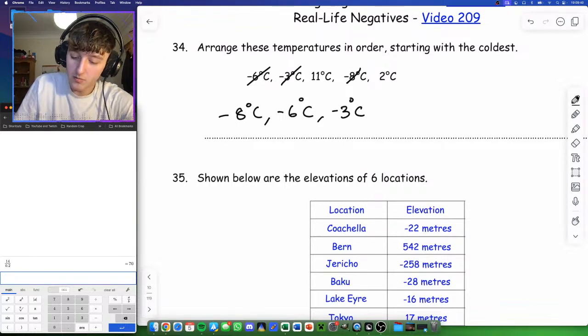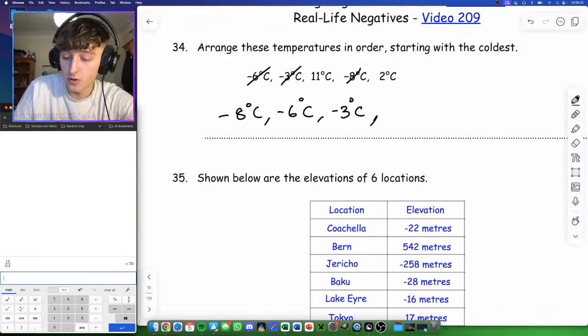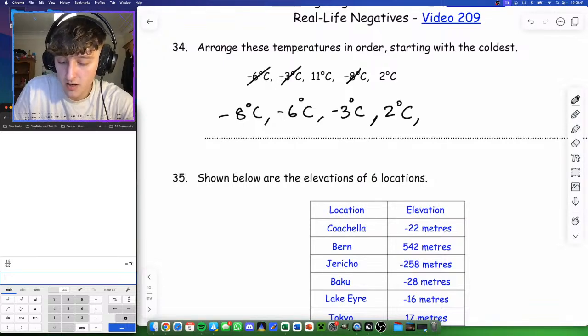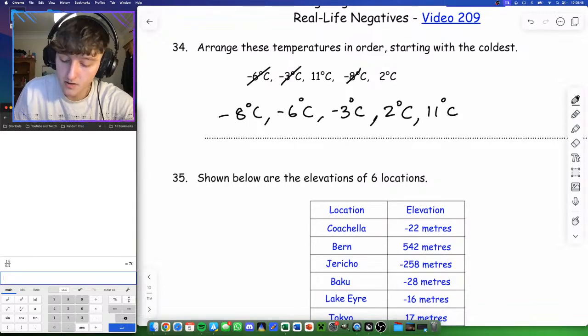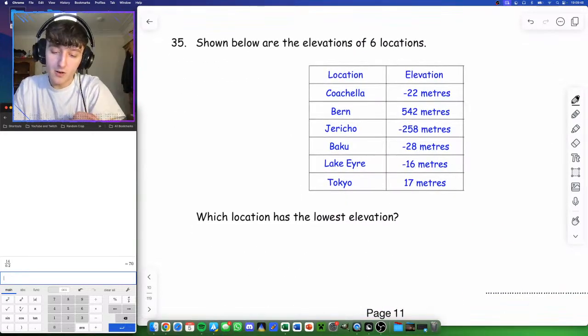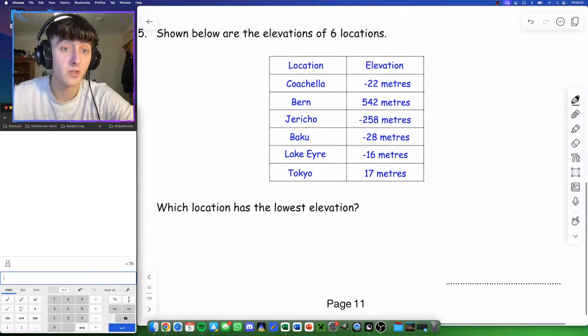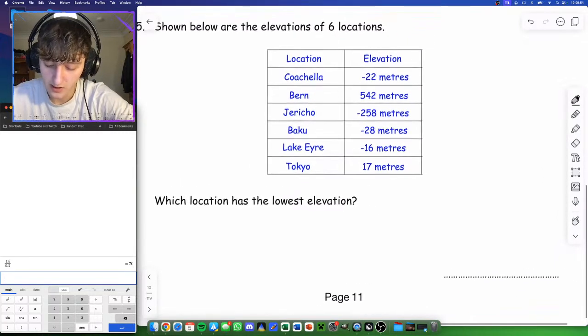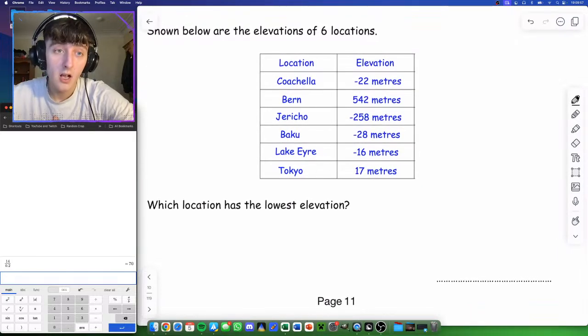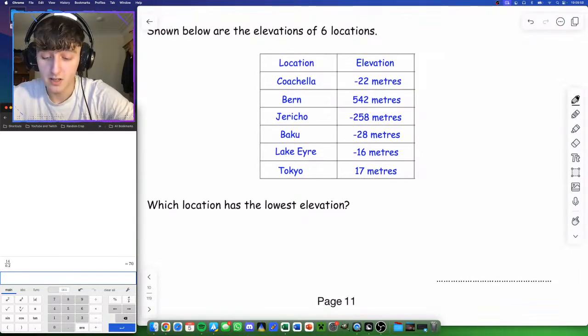And as you can see, now we are into positive, so we'll go 2 degrees C and 11 degrees C. Shown below are the elevations of 6 locations, so that just means how high they are from sea level. So which location has the lowest elevation? Again, the highest negative number, if that makes sense.